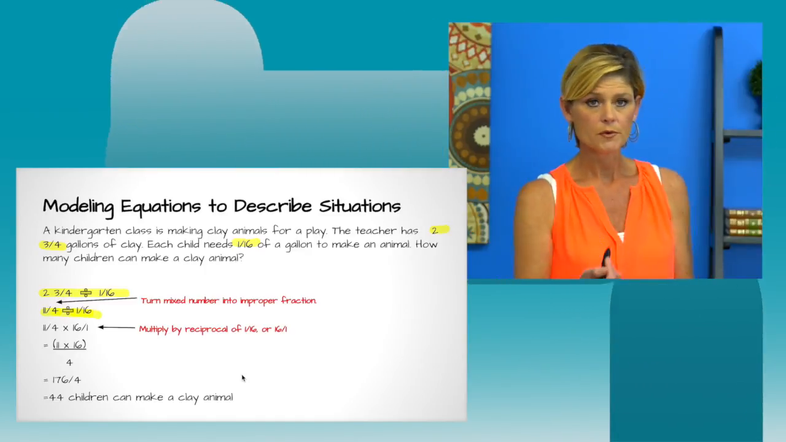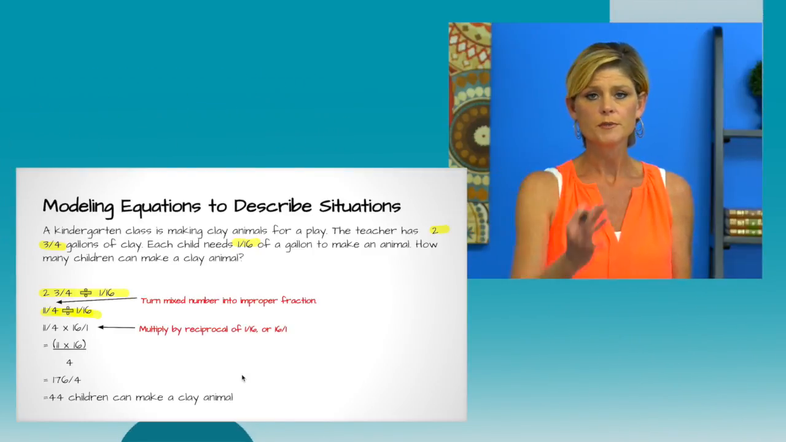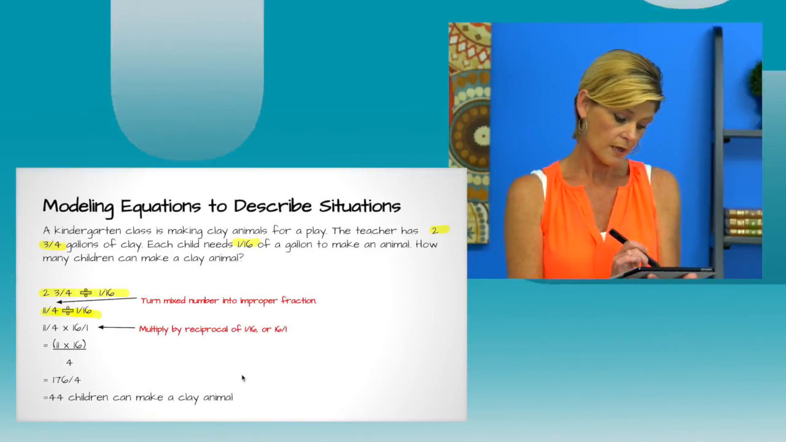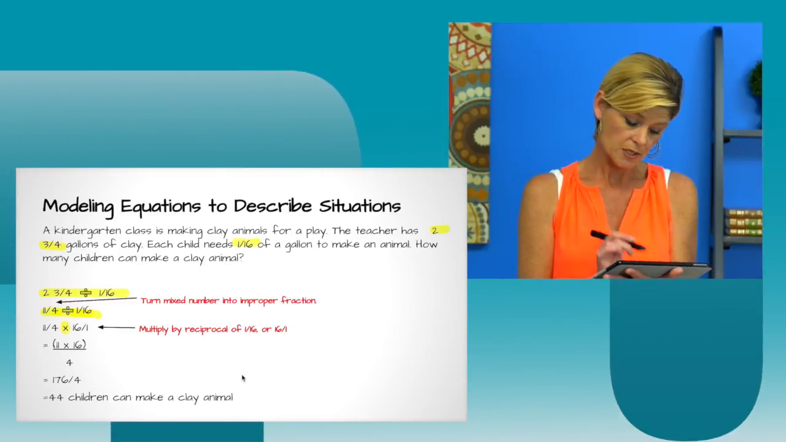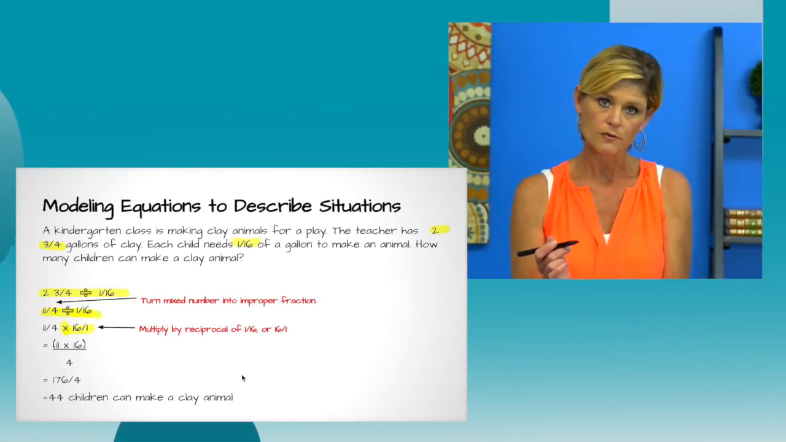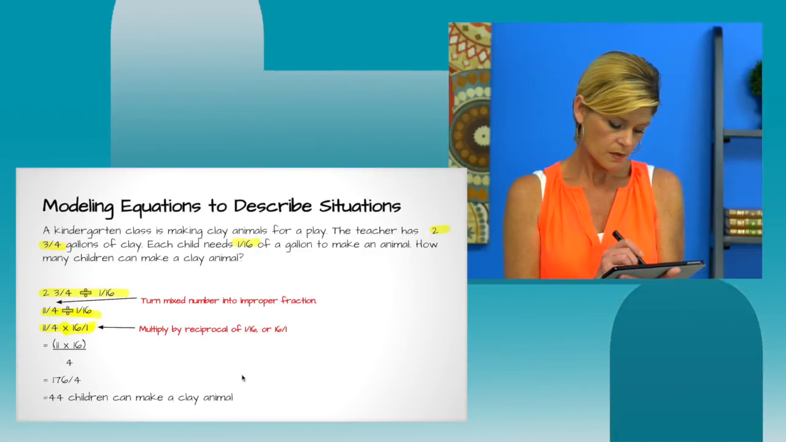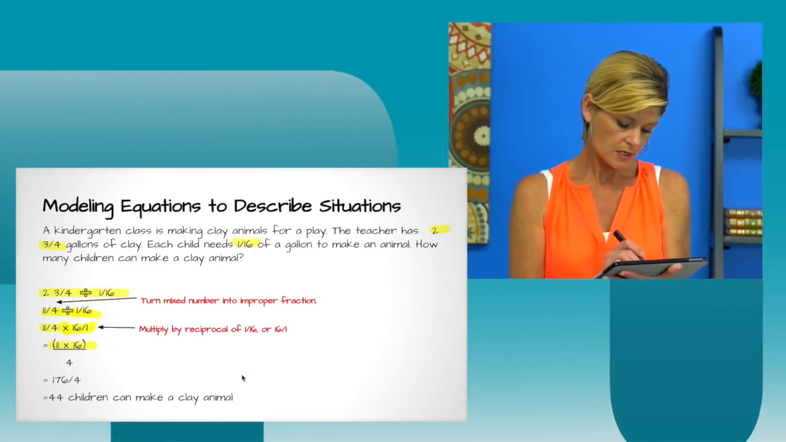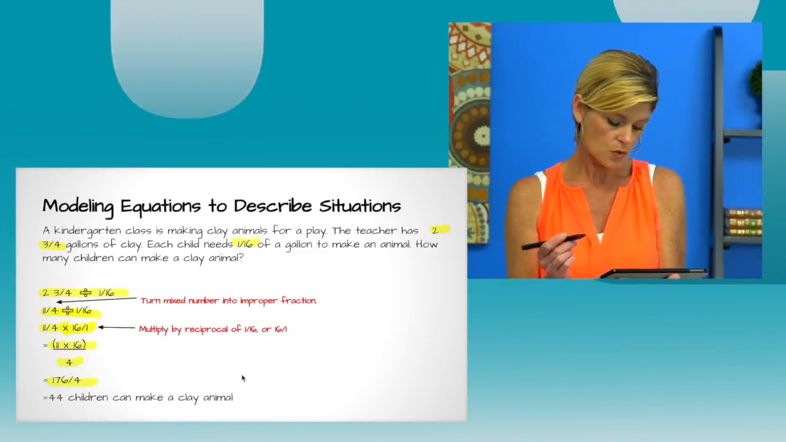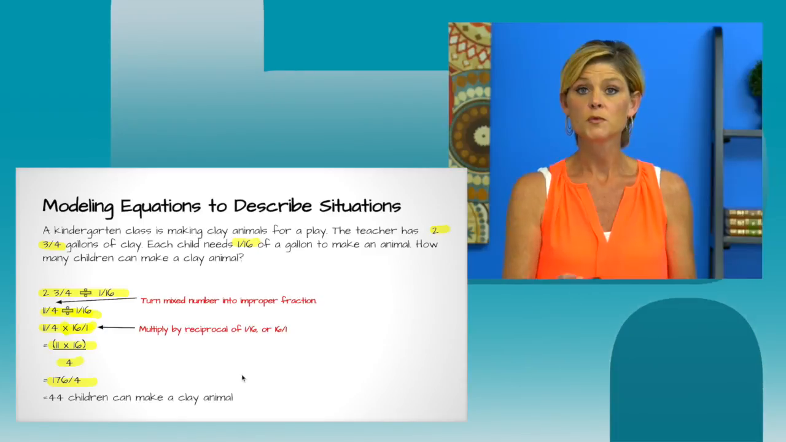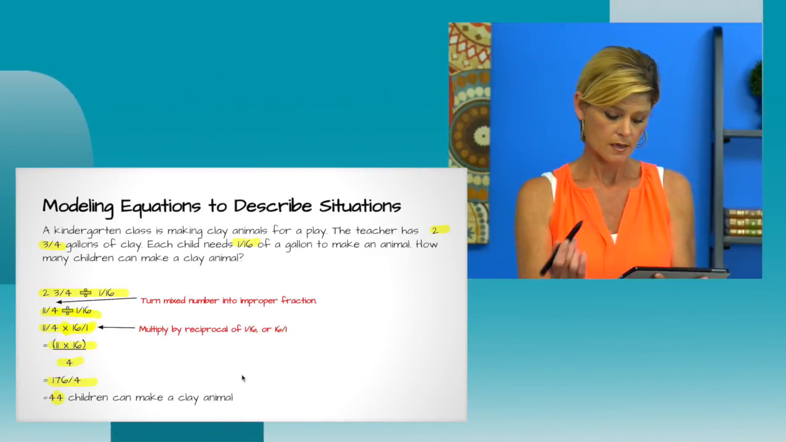Okay, then remember what we learned about dividing fractions. When we're dividing fractions, all we have to do is flip the second number, or find the reciprocal, and multiply. So step 1 would be to switch the division sign into a multiplication sign and use the reciprocal of 1/16, which would be 16/1. And then multiply. 11 times 16/4 gives us 176/4. That's an improper fraction. Once we divide, we come out with the whole number of 44. That means 44 children can make a clay animal.